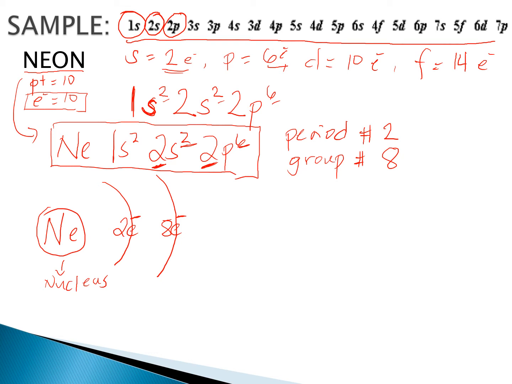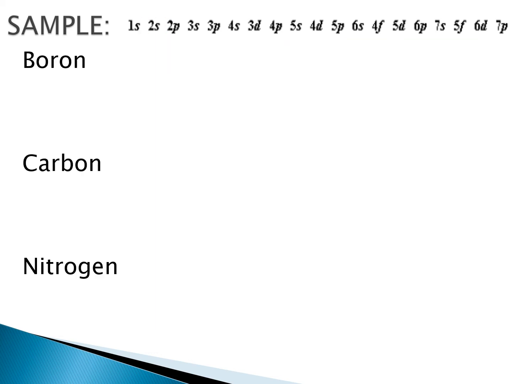Okay? So now let's try to answer more samples so that you could easily understand. Ayan. Now next, let's have boron. Now take a look at your periodic table. Boron, the atomic number is 5.